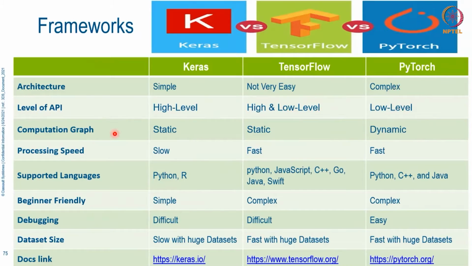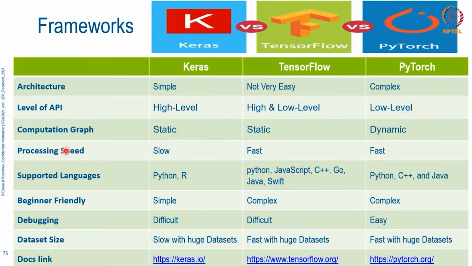Next, the computation graph. As I mentioned in the graph discussion, the computation graph is the concept where the processing of individual operations, step by step, is represented in the form of a graph in all three frameworks. But the difference is TensorFlow and Keras basically use a static graph, while PyTorch has a dynamic graph, so it can change at runtime as well. And that is the advantage you can say in PyTorch.